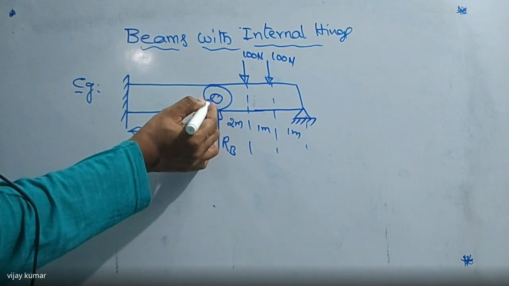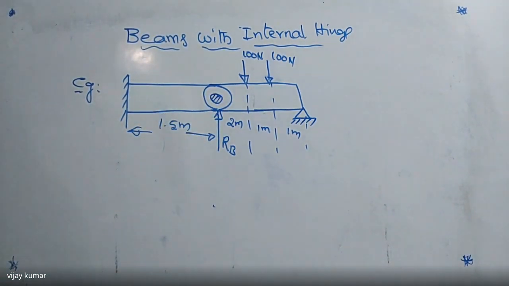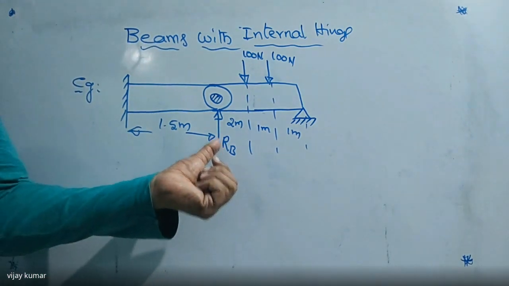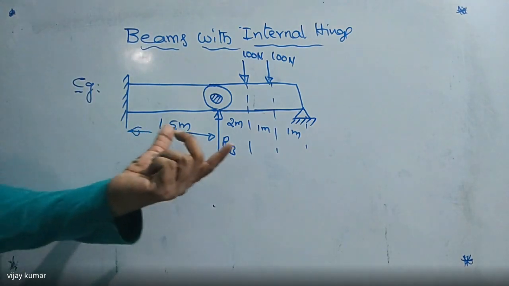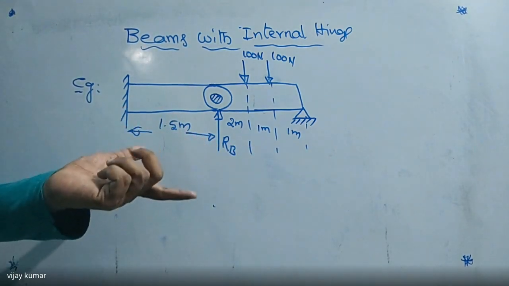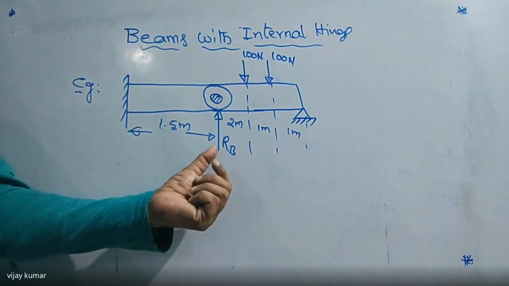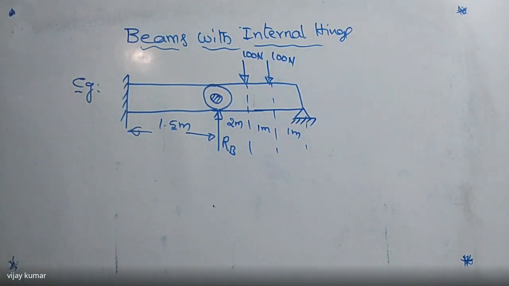And the question asked here is: find the reactive force at the hinge, that is, find the reactive force at B. That is the question. Did you get my point or not? After that we are going to draw the shear force and bending moment diagram very simply, but first we are going to find the RB value.